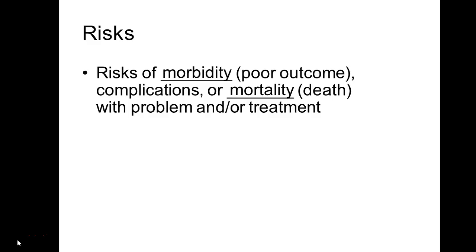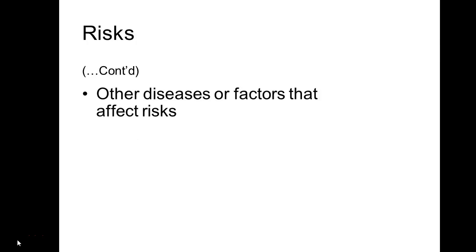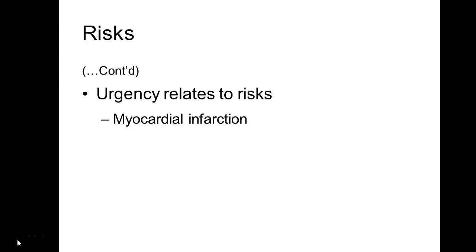Again, morbidity is a poor outcome. So continued sickness or complication. Mortality is the death. Again, so this is without treatment. Now again, obviously there are other diseases and factors that affect the risks of the patient, as well as possible medications. Diabetes is one of the big ones. Diabetes and hypertension tend to work negatively in the same patient. Again, age, whether they're very young or very old. We have all different types of risks.